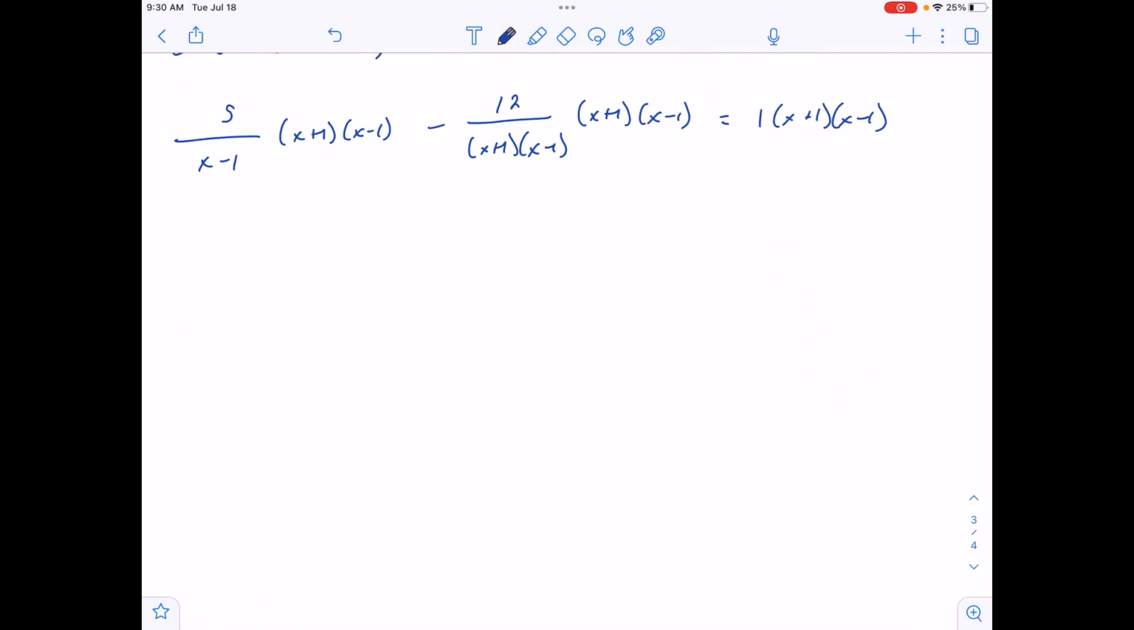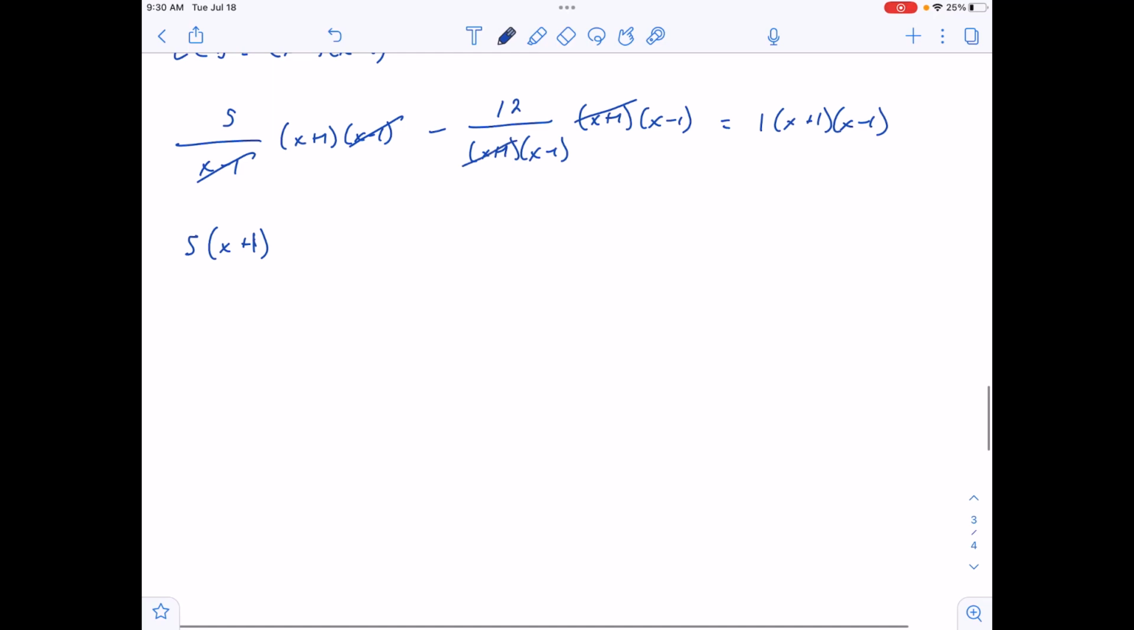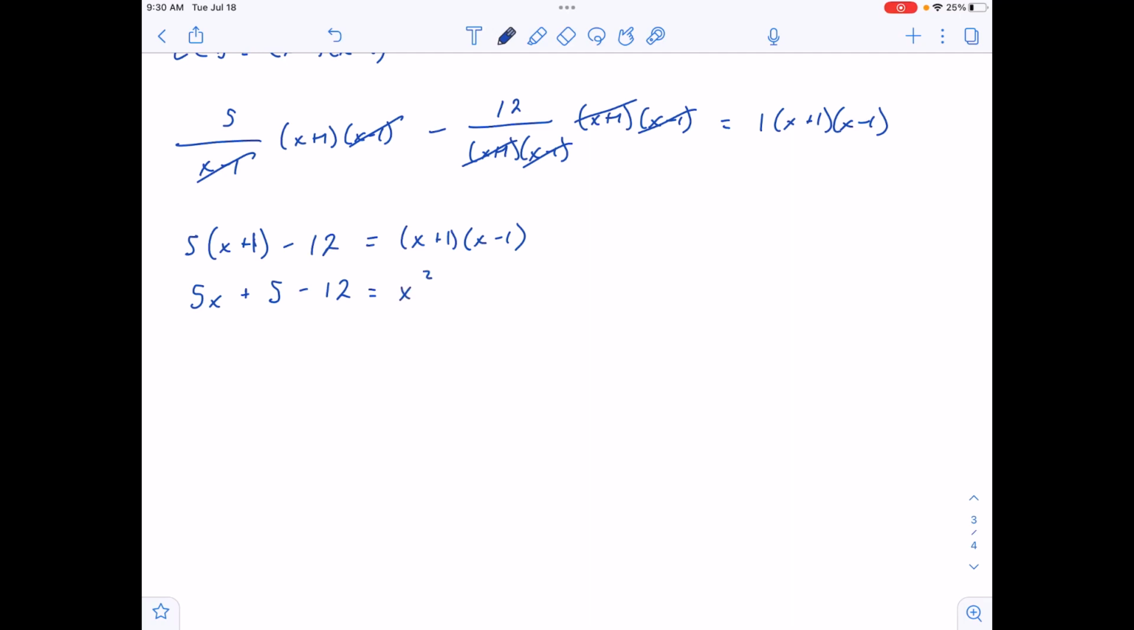Okay, let's go ahead and simplify. In my first term, the x minus 1's cancel out, leaving me with 5 times x plus 1. In the second term, the entire denominator cancels out, and so I'm just left with a negative 12. But on the right-hand side, nothing cancels, and so I'm just left with x plus 1 times x minus 1. I'm going to expand everything. First distributive property: 5 times x is 5x, 5 times 1 is 5, all minus 12. And then here I'll just FOIL it out. Actually, this is our difference of squares, so it'll be x squared minus 1.